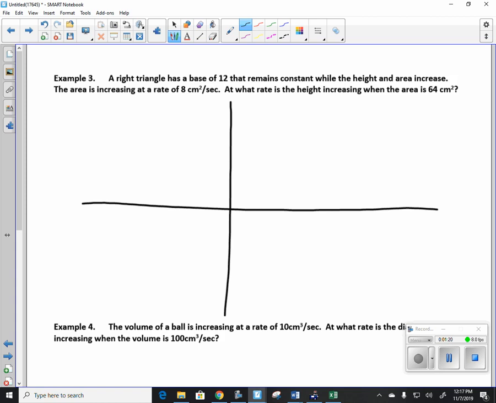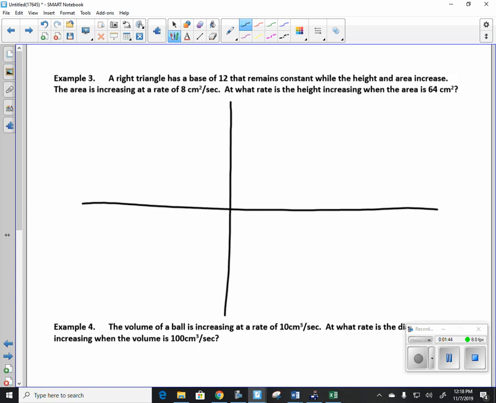There are nuances to every problem, and there's a reason why I show those. So the right triangle's base of 12 remains constant while the height and the area increase. The area is increasing at a rate of 8 centimeters squared per second. At what rate is the height increasing when the area is 64 centimeters squared? Sounds like a ridiculous problem, correct? My graduate work said if we divide things up using a graphic organizer, that usually helps us make more advancement with the problem.